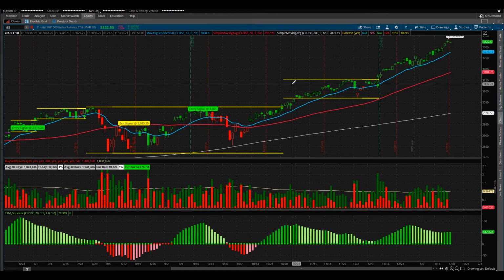Now I do use a lot more. Sometimes I do use the Ichimoku cloud. Again, I don't really know how to pronounce that, to be honest, but what that does is actually just shows you a quick momentum.